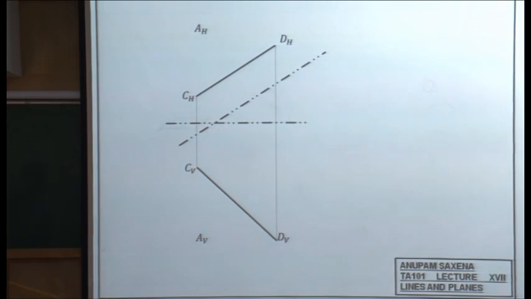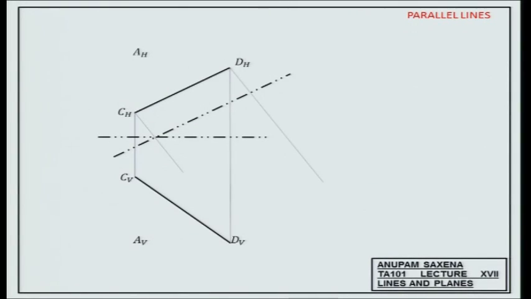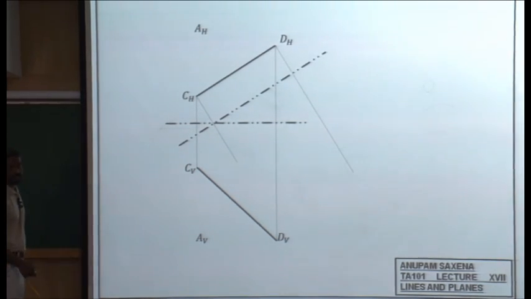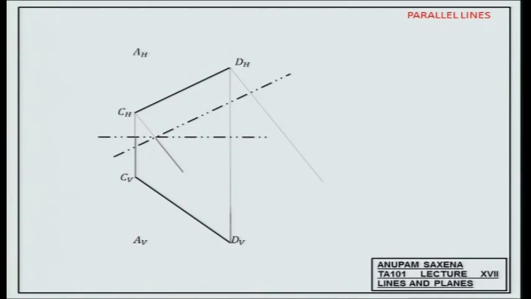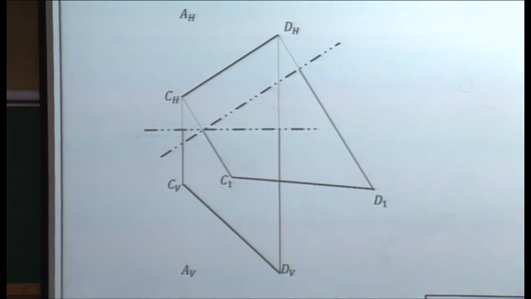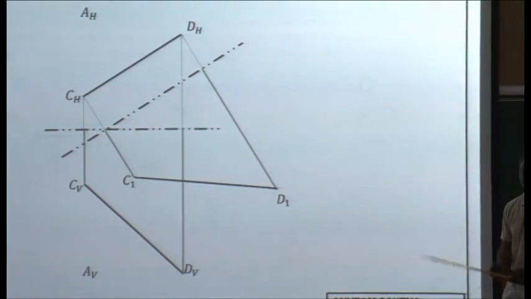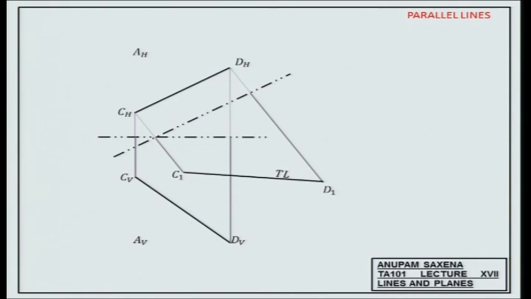I'm going to be making an auxiliary plane, drawing projections perpendicular to this hinge line, measuring this distance, transferring it over there, measuring that distance, transferring it over there, and this is my line C1 D1 in auxiliary plane 1. Remember, I can use as many auxiliary planes as I would want. So this is the first auxiliary plane, which is why I'm using the subscript C1 D1. And this would be in true length.